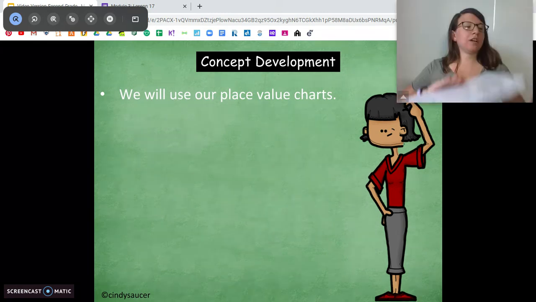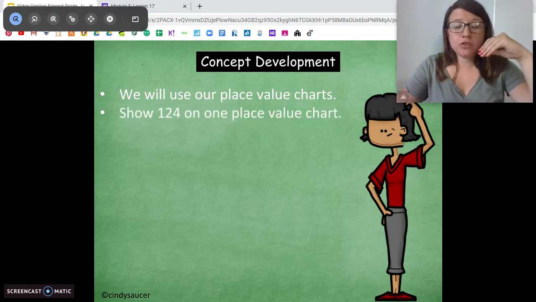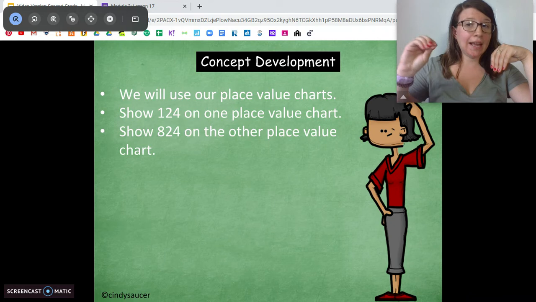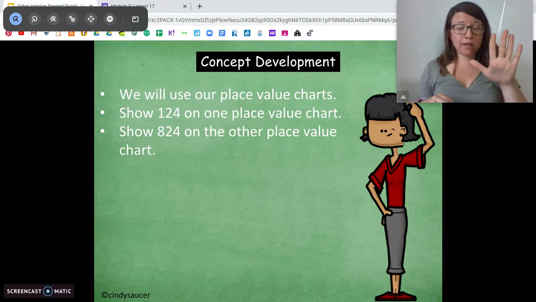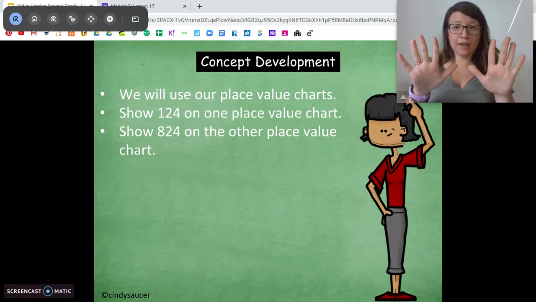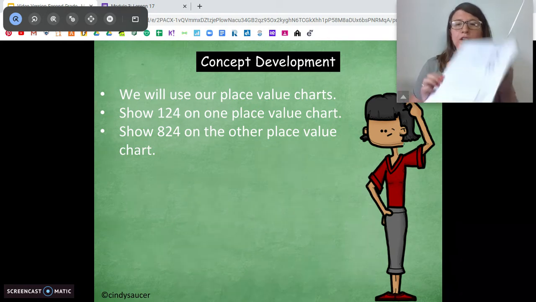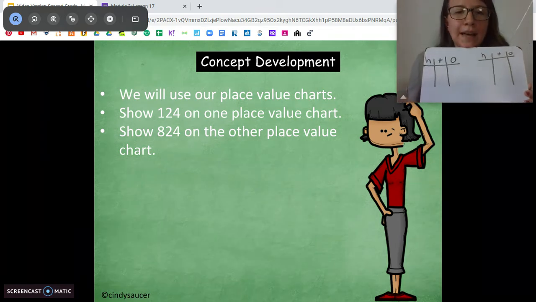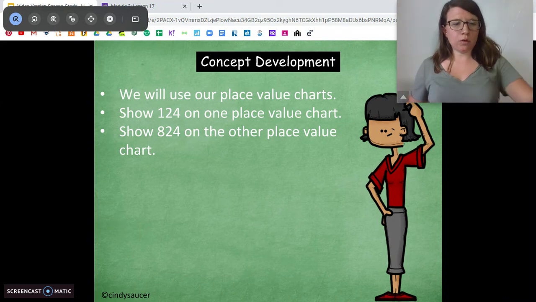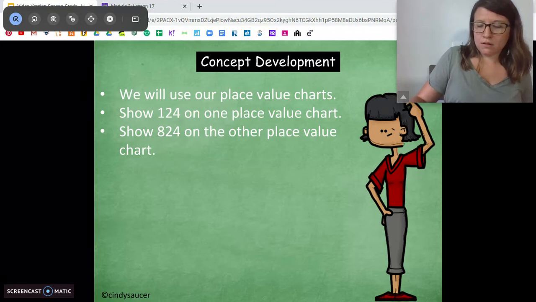So get your place value charts ready. Get your place value discs ready. I want you to show me 124 on one place value chart and then show me 824 on the other place value chart. Okay? So pause the video, show me 124 on one place value chart, 824 on the other place value chart. Go. Got it? Okay, now in between your 2 place value charts here, I want you to draw me either a greater than, less than, or equal to sign to compare the 2 numbers. So go ahead and do that now. I'm going to write them in so that you can see.